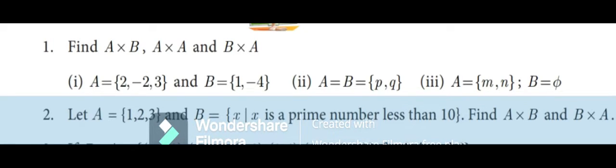Now let's move on to the solution. Friends, I have written here that given A and B, we have to find out A cross B and B cross A. First, in the answer we write the given elements. The given elements are A is equal to {1, 2, 3} and B is equal to {x : x is a prime number less than 10}.